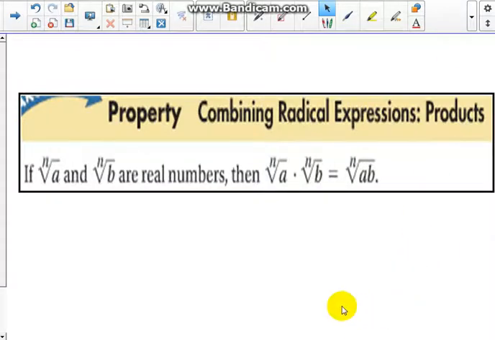So this brings us to a property about combining radical expressions with products. It says if the nth root of a and the nth root of b are real numbers, then the nth root of a times the nth root of b equals the nth root of a times b. So let's put this to use.